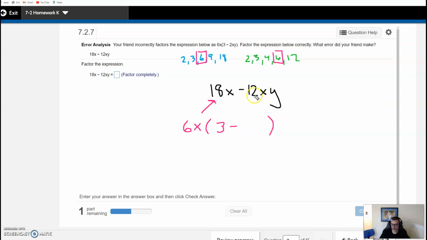6x times what gets me to 12xy? Well, think about it just from a number perspective. 6 times what gets me to 12? That'd be a 2. X times 1 gets me x right here. So we can actually ignore that. And then I still need the y. All right, so let's think about this.